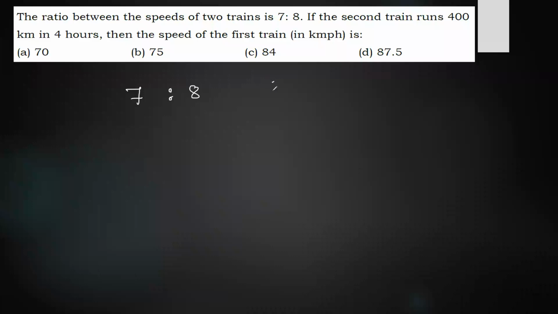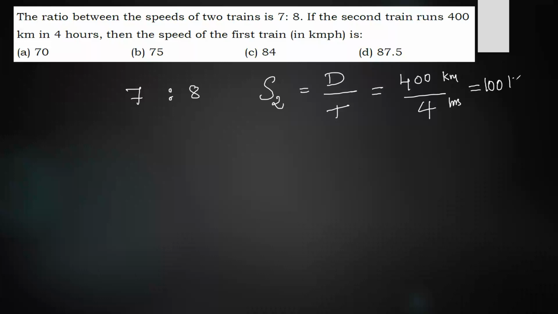So the second train, I take it as S2. Speed equals distance by time taken. We know that the second train runs 400 kilometers in 4 hours. So both are in kilometers and hours here. The unit is an important thing. If it is kilometer per hour, we can divide it. You will get 100 kilometers per hour, right? This is the speed of the second train.